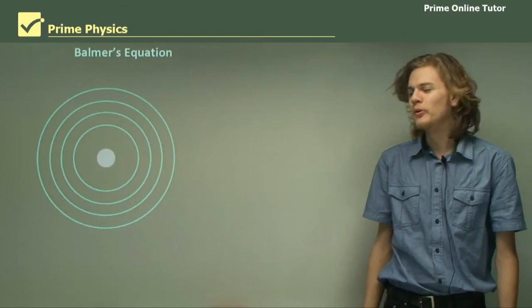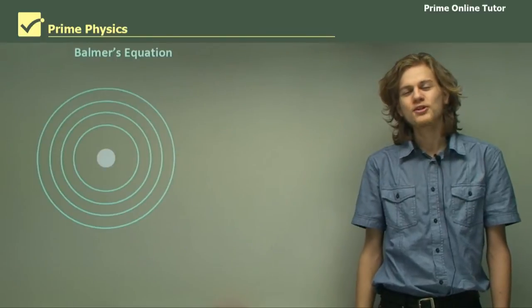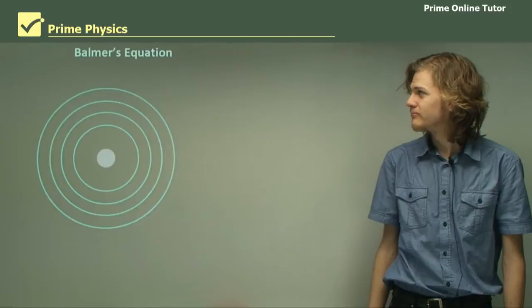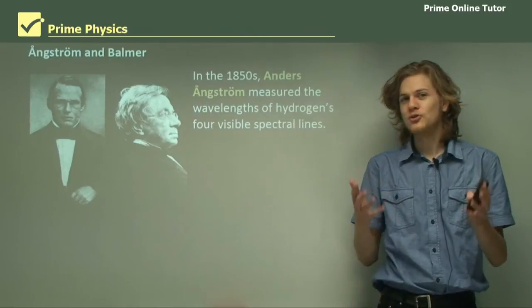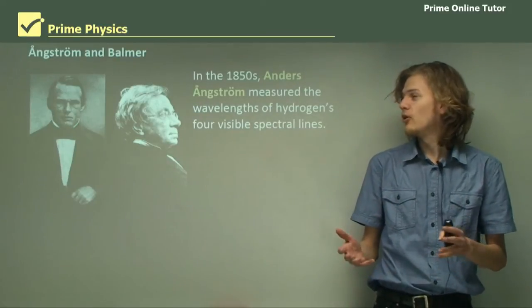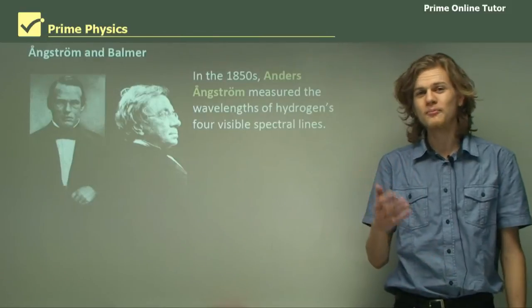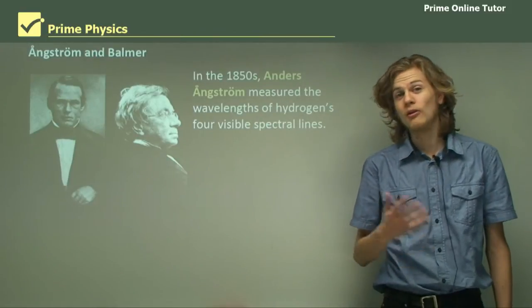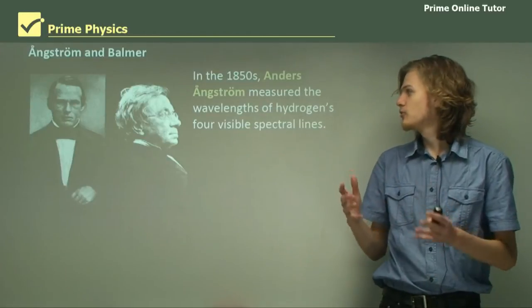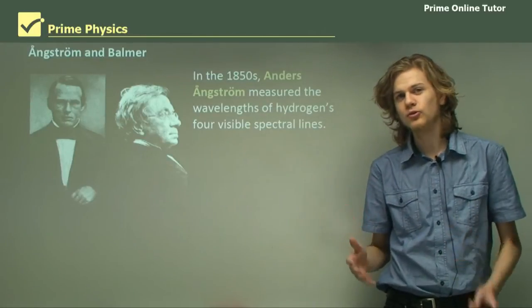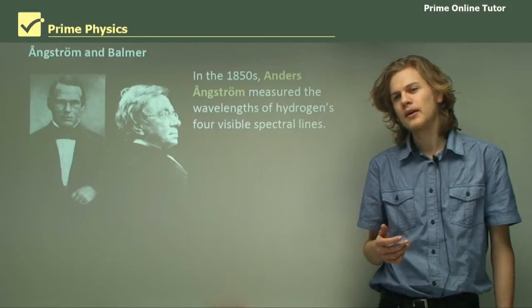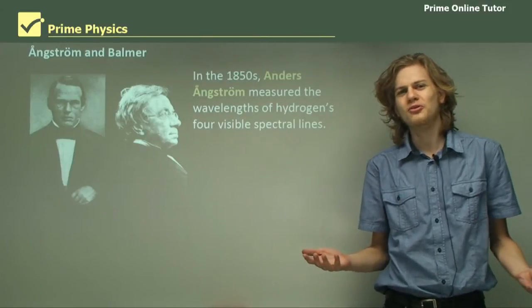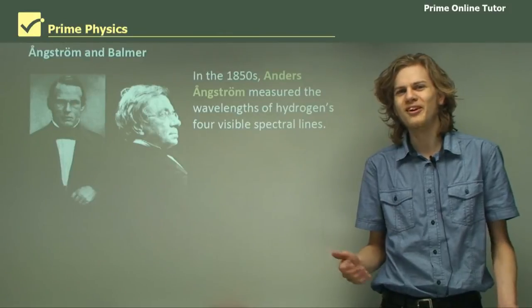So to begin with, we'll be looking at Balmer's equation, which is a way of describing the spectral lines of hydrogen. Over here we have a picture of Angstrom and a picture of Balmer, both pretty important people in this field. In the 1850s, Anders Angstrom, on the left, measured the wavelengths of hydrogen's 4 visible spectral lines to very high accuracy. This was useful because if you don't have any measurements, what are you going to do experiments on, right?